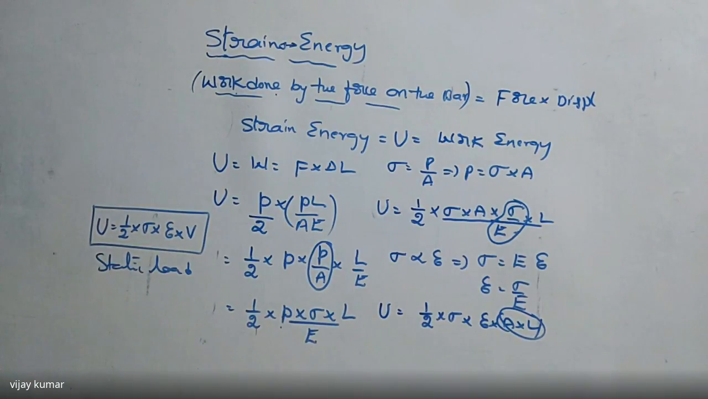So this can be rewritten like this also. Please take care about this formula. So we can write strain energy is equal to half into stress into strain into volume. At the same time, we can write like this also.